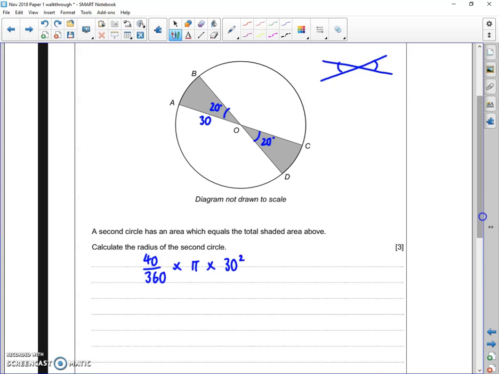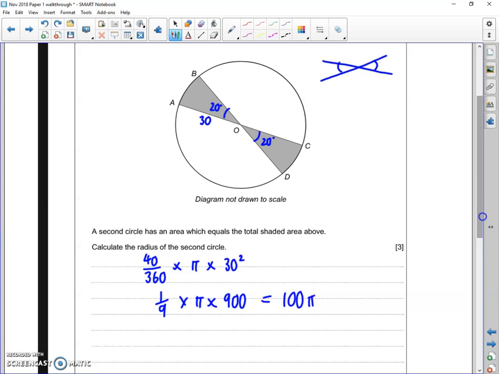We can make that a bit nicer. 40 over 360 simplifies to 1 over 9. Very often, if it comes up on the non-calculator paper, they do simplify nicely. Times pi, 30 squared is 900. So we've got 1/9 of 900, which is 100. So that comes out as 100 pi. Just leave it like that.